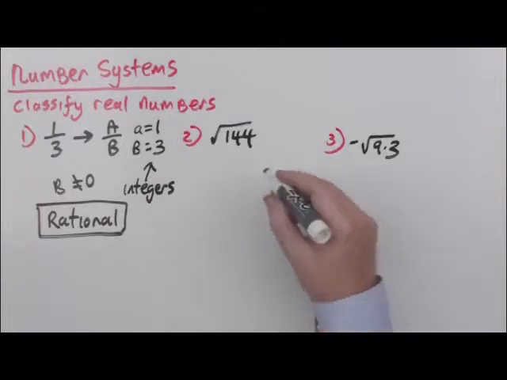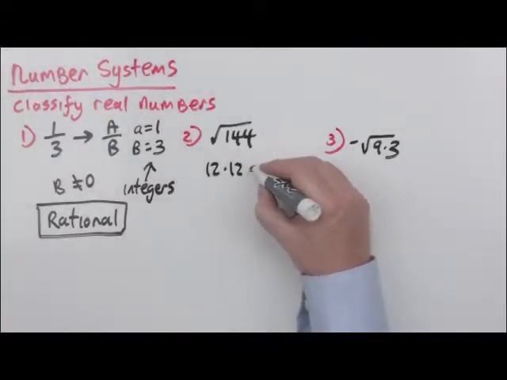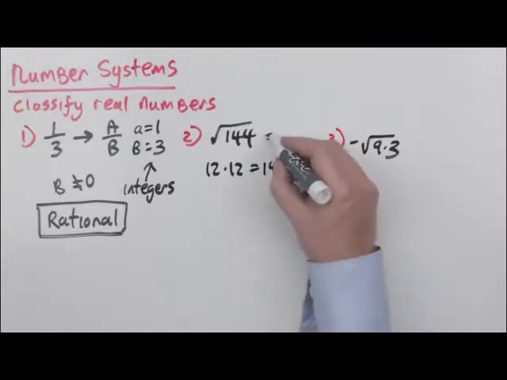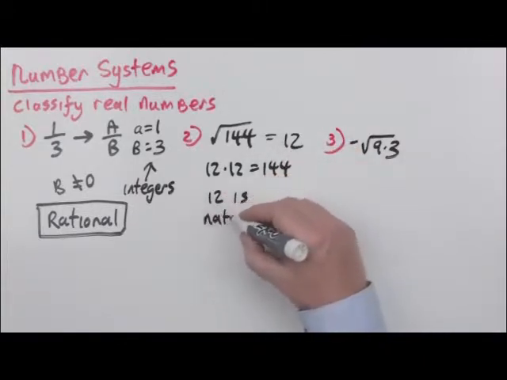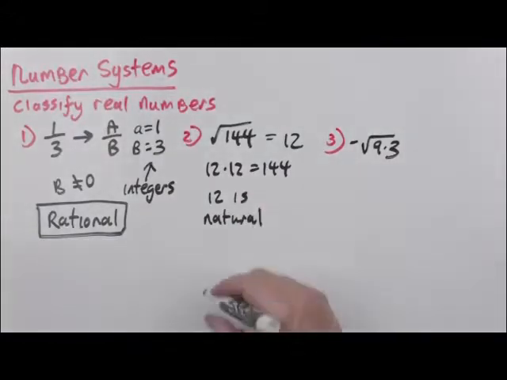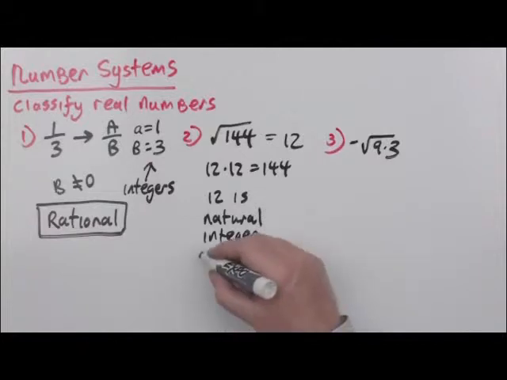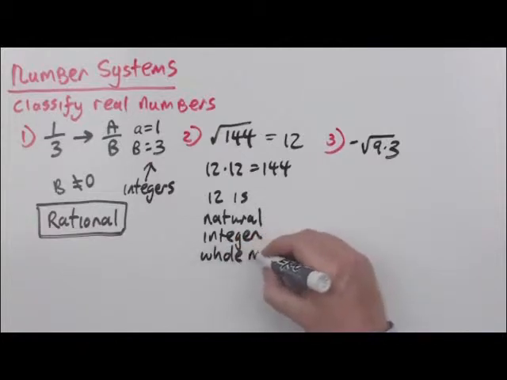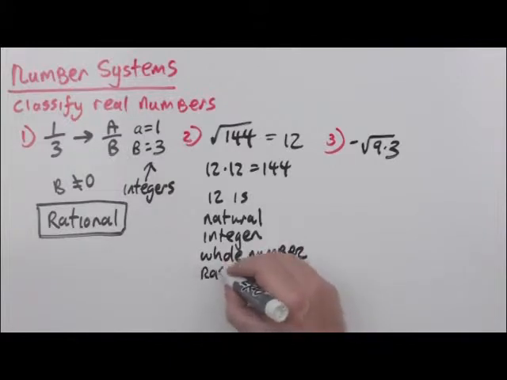The square root of 144, what multiplies by itself to get 144? It's 12 times 12 makes 144. So the square root is 12. So that is a natural number. It's a number that really exists in nature. It's an integer. It's also a whole number, and it is, of course, a rational number also.